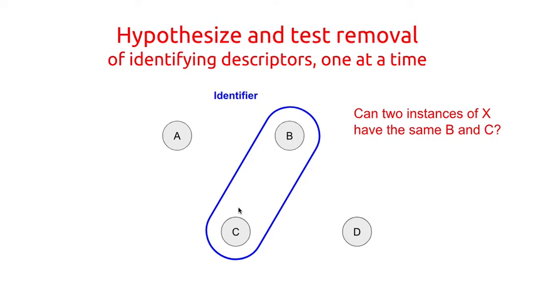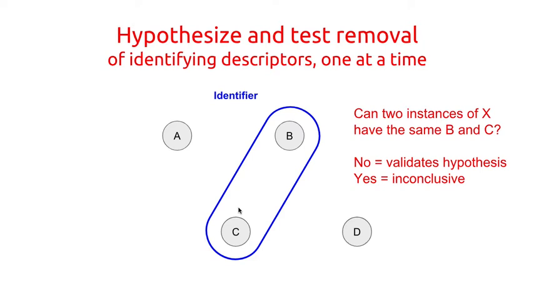Didn't have to mention the A. If the answer is no, then we've validated our hypothesis and we can actually remove A from the identifier. If the answer is yes, then the test is inconclusive. It doesn't necessarily mean that A should be part of the identifier, but it can neither confirm nor deny either way. And the safest thing to do is to leave it there until we get more information.